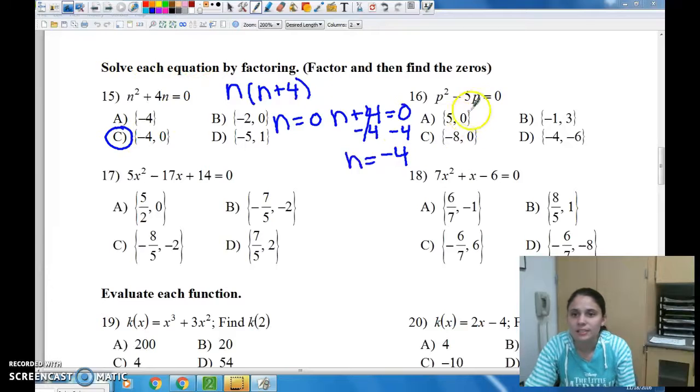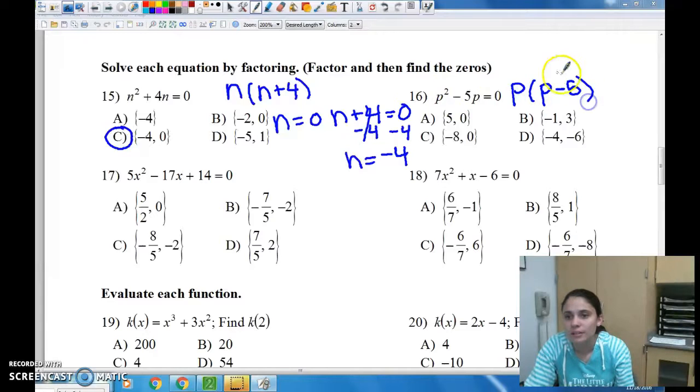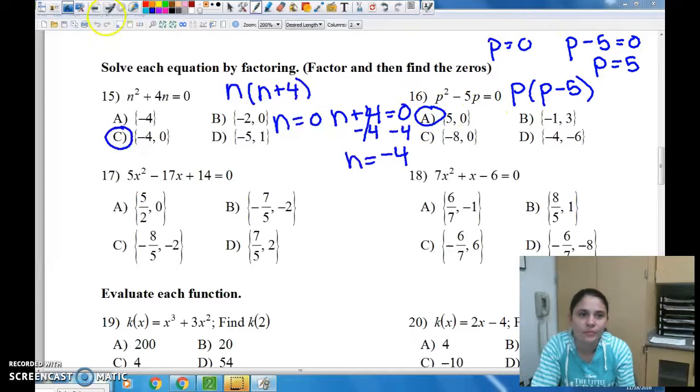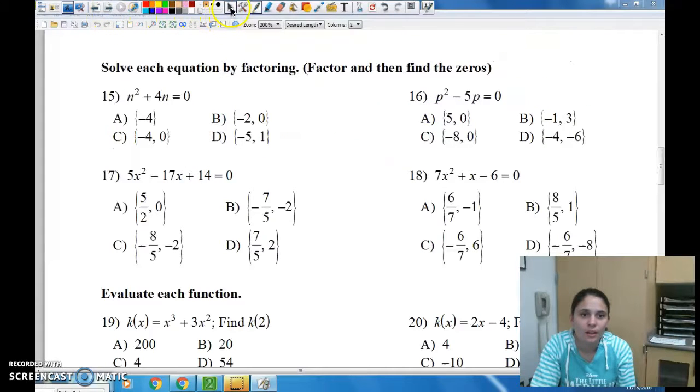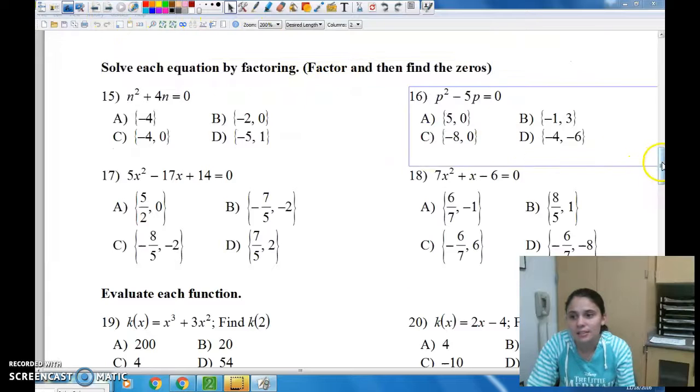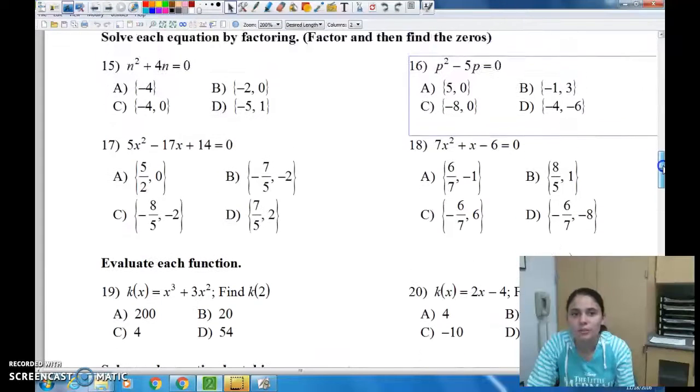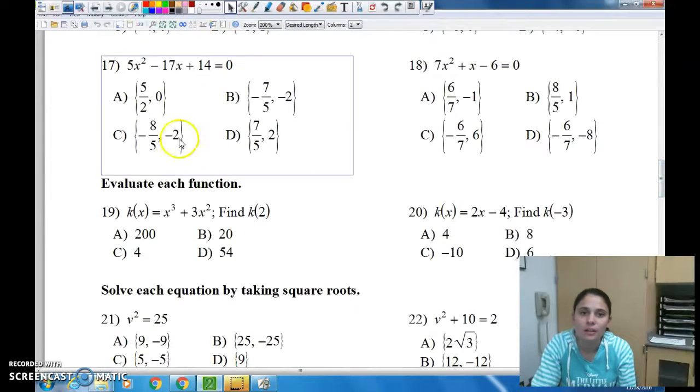And then 16 is the same idea. I can pull a p out, so I have p times p minus 5, and I set the p equal to 0, and I set the p minus 5 equal to 0, add a 5 to both sides, and p equals 5. So I have 0 and 5, which is A. 17 and 18 is the same factoring steps that we went through when we did 13 and 14.